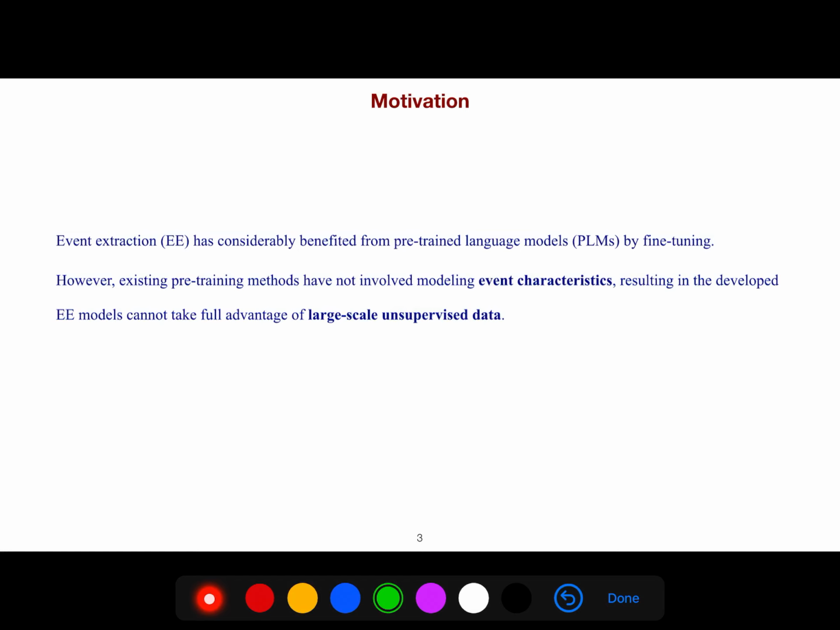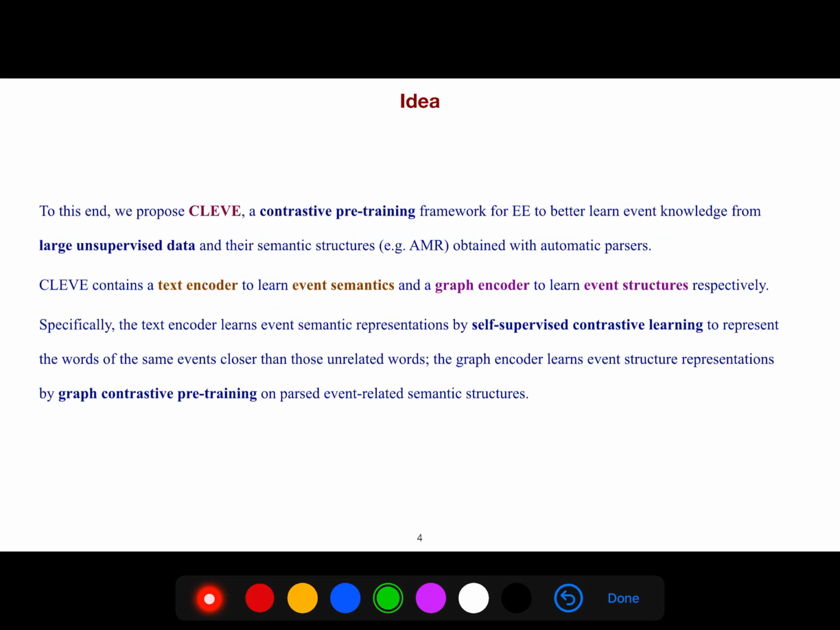Event extraction has considerably benefited from pre-trained language models by fine-tuning. However, existing pre-training methods have not involved modeling event characteristics, resulting in the development of EE models that cannot take full advantage of large-scale unsupervised data. To this end, we propose CLEVE, a contrastive pre-training framework for EE, to better learn event knowledge from large unsupervised data and their semantic structures.